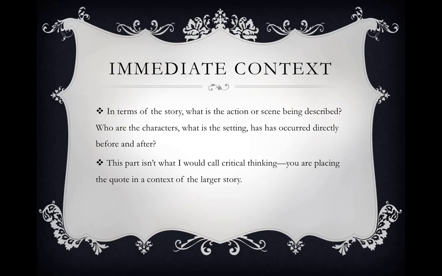So the first part of a close reading is to take that quote and put it into an immediate context of the story itself. In other words, what is happening in the scene? Who are the characters being depicted? What is the setting? What has just happened before or afterwards in the plot? What you're not doing at this point is critical thinking. You're just summarizing and contextualizing the action. So it's not about reading deeply into anything at this point. It's more allowing your reader to focus exactly on the action that you're about to go more deeply into.